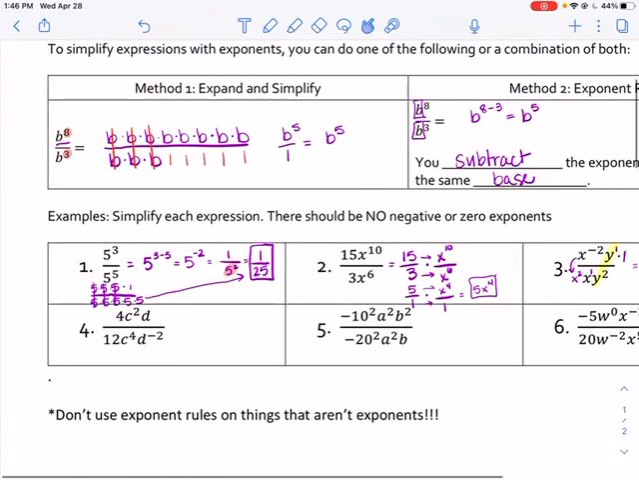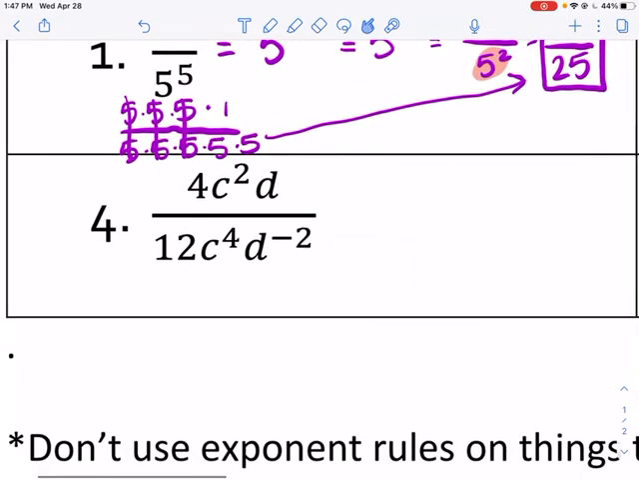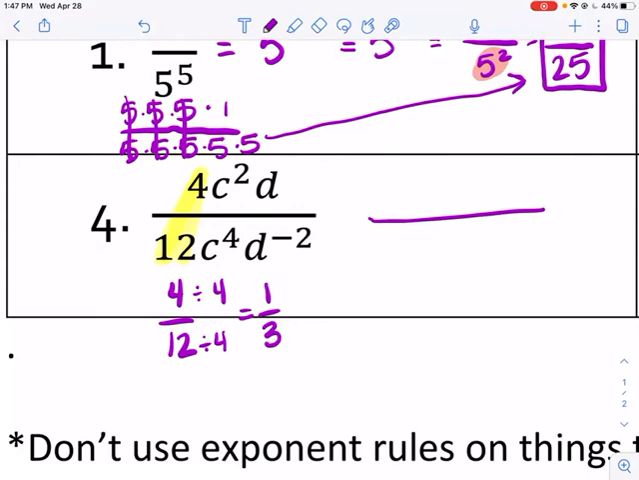Let's go ahead and look at number 4. I'm going to deal with each of these pieces at once. So first, 4/12. That's a fraction. And when I divide the top and bottom by 4, I get 1/3. So I'm going to put a fraction bar and then 1 on the top and 3 on the bottom. Let's look at my next piece. The c's can be divided. So 2 c's will cancel, and then what's left over will be on the bottom. And there will be 2 left over.